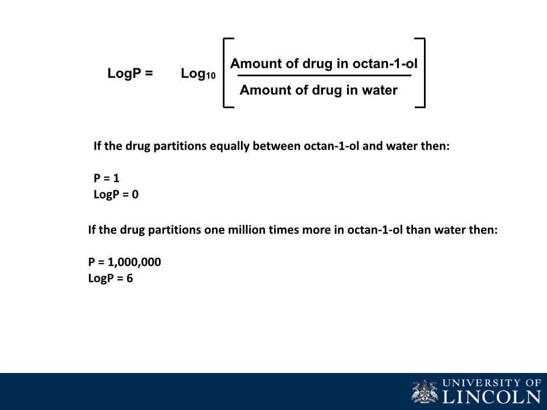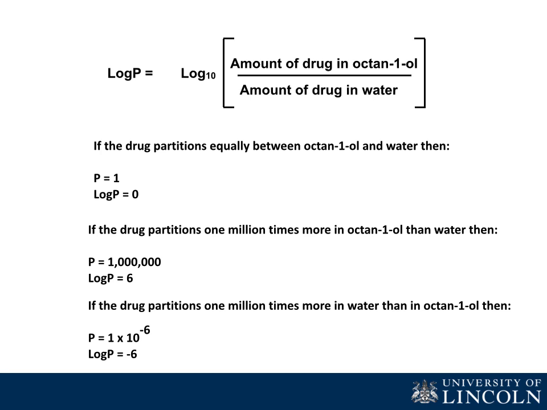If the drug partitions a million times more in the octanol phase, then P is 1 million, and the log of a million is 6, so log P is 6. If the drug partitions a million times more in water, then P is 1 times 10 to the minus 6, and the logarithm of 10 to the minus 6 is minus 6, so the log P is minus 6.